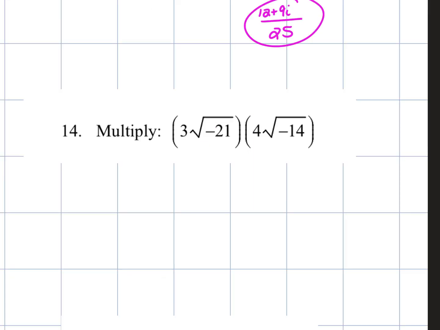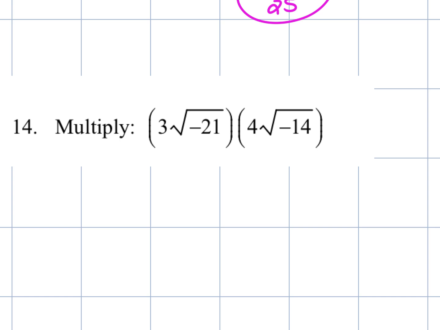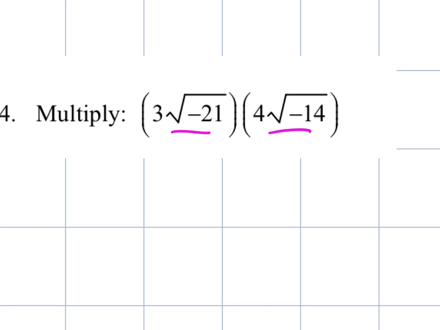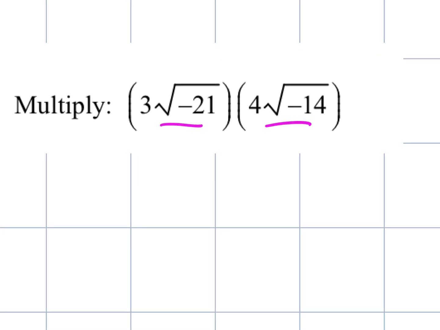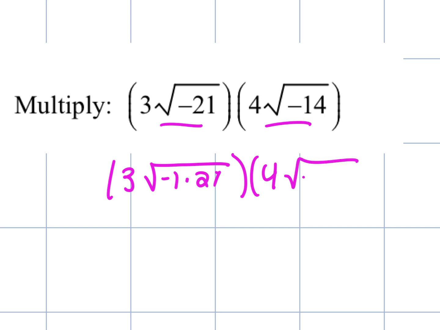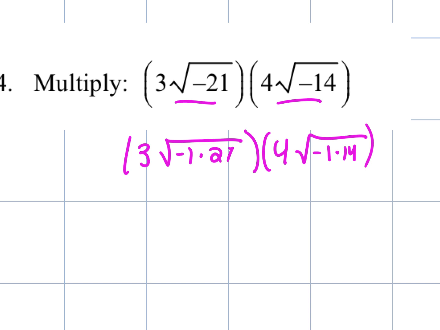Okay, and this one, it's telling you to multiply. Again, on the quiz, it'll probably just say simplify or evaluate or something. But guys, before you can multiply these two together, this is not a foiling problem where you have two binomials. This is one term here, and this is one term here. What we need to make sure that we do is simplify the radicals, take those i's out before we go ahead and multiply. So I'm going to rewrite this as 3 times negative 1 times 21. And then over here, we have 4 times, and I have negative 1 times 14.